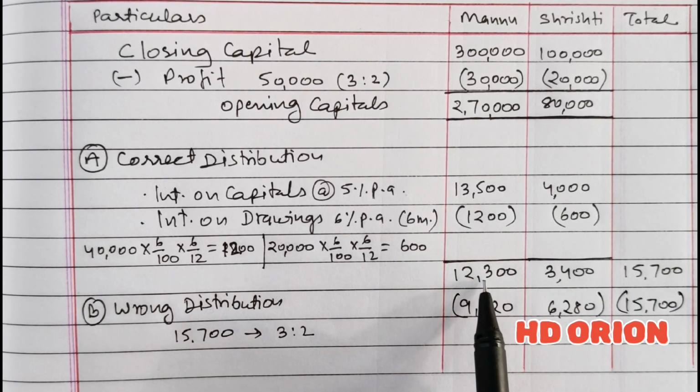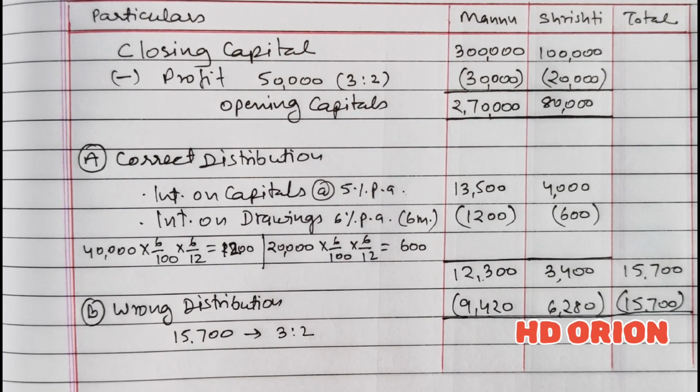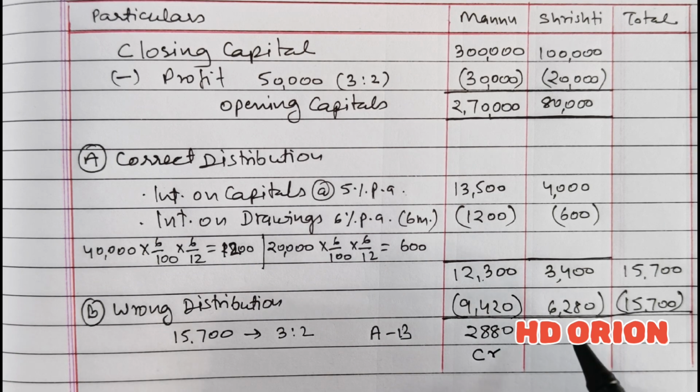Now correct distribution and wrong distribution. When you do this, means A minus B, when you compare this, Manu was supposed to receive 12,300 and Manu got 9,420, means 2,880 rupees more, positive figure is there, so the capital account will be credited. Here also we get the same amount, 2,880, but in negative. So whenever you get negative, the capital account or current account in case is to be debited. Minus means debit and plus means credit. So we can pass the journal entry with this figure.